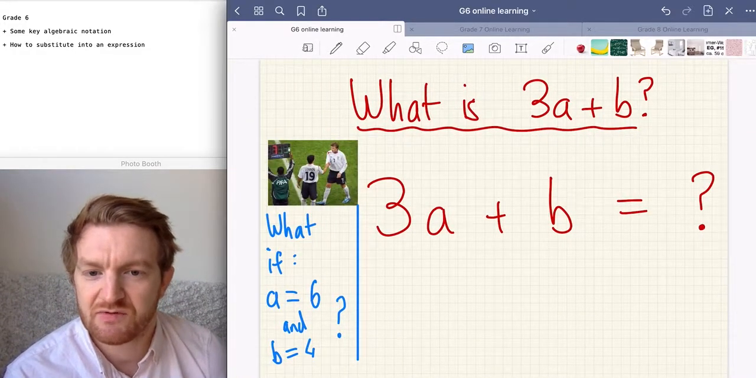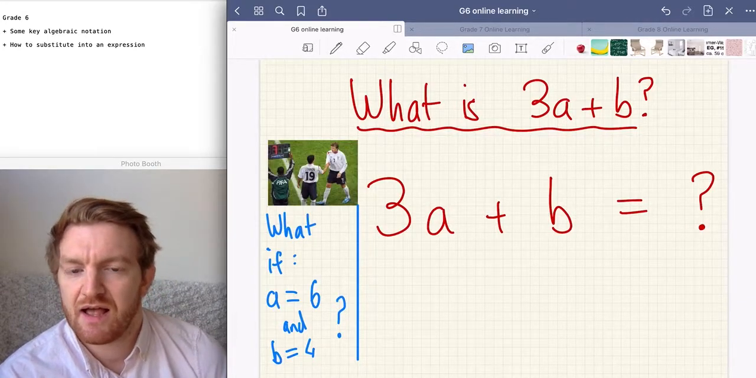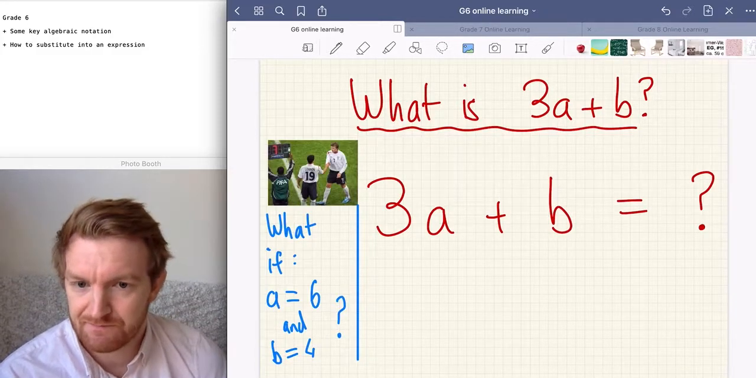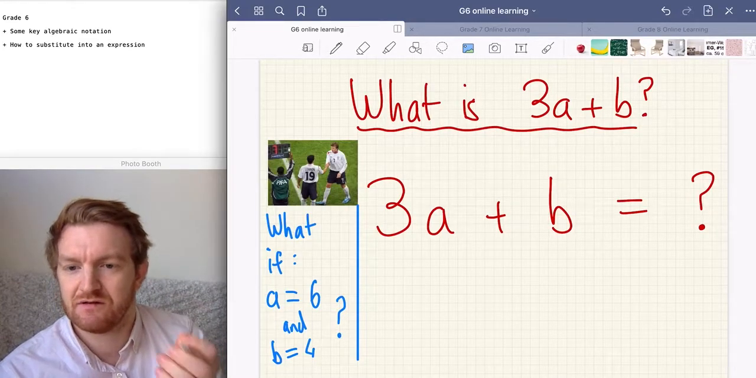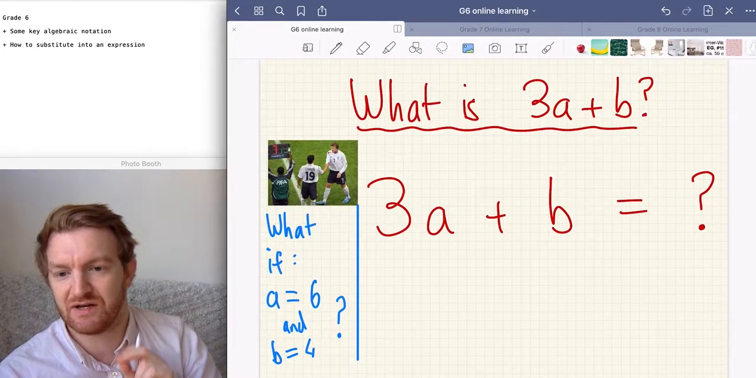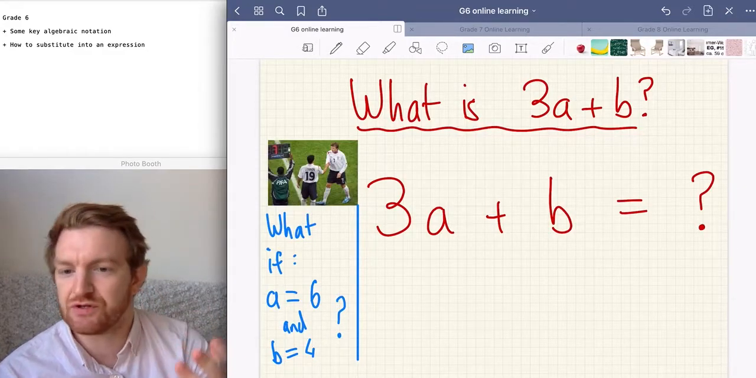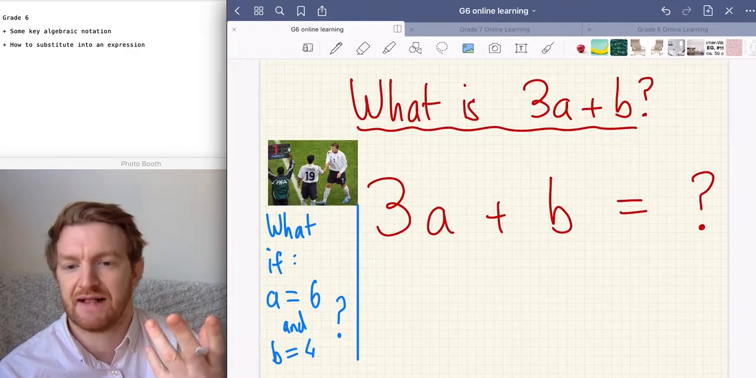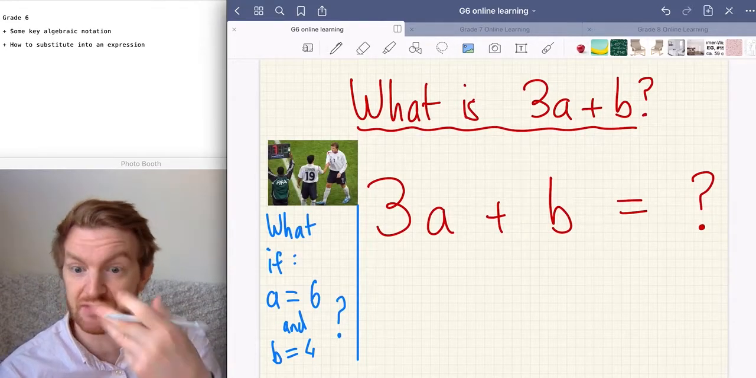Now think about a substitution in sports. I put a little picture there in case you don't know what a substitution is. It means you take one thing out and you put something else in. Here we're going to do a substitution for letters and numbers. We're going to take out a letter and we're going to put in a number. If you get a question like this, you'll just be told the value. There are times when we have to find it for ourselves, but for today I'm just going to tell you.